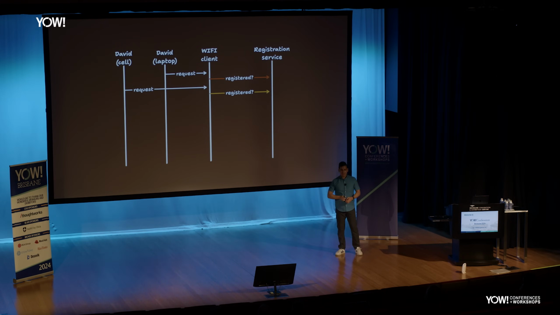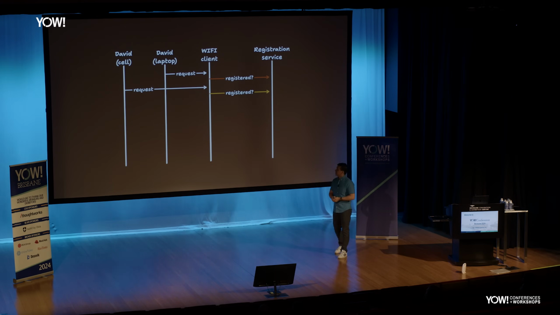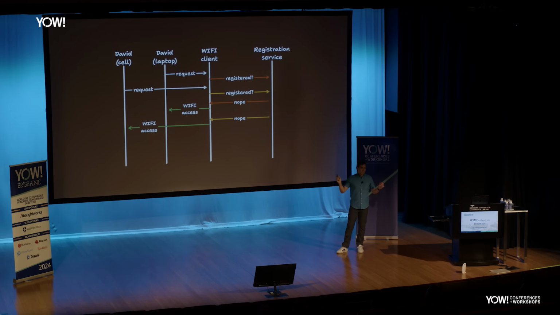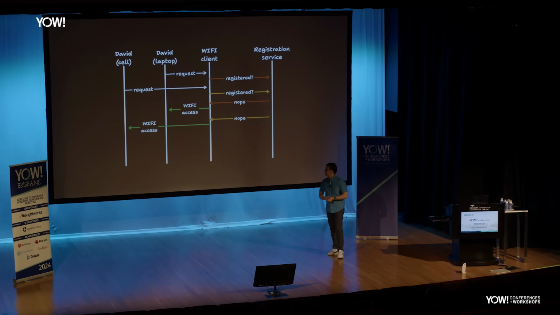Real quick, I made another request while the other one was checking. So basically, I did both my laptop and my cell phone at the same time. And because of the sequence of events, I was able to cause a race condition and get Wi-Fi access for both the devices. Saved myself $80 doing that.